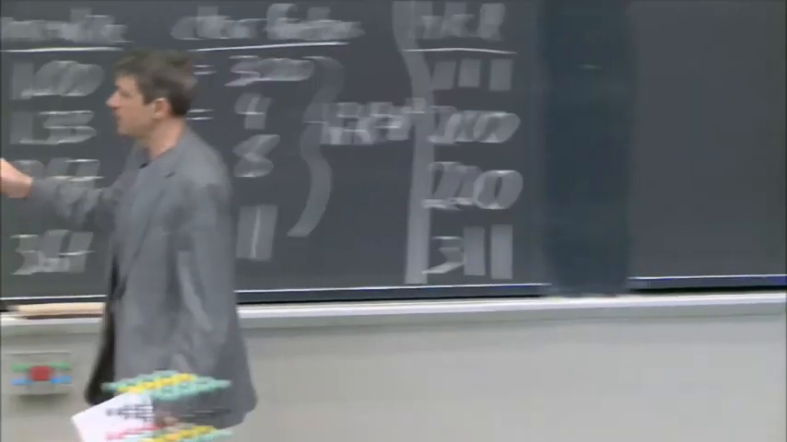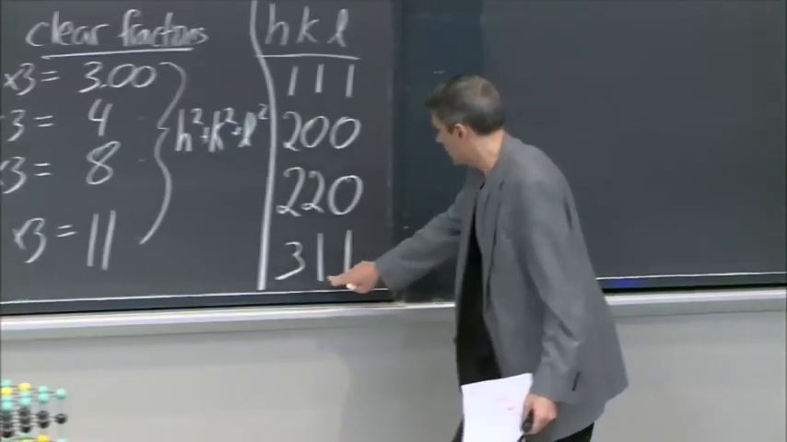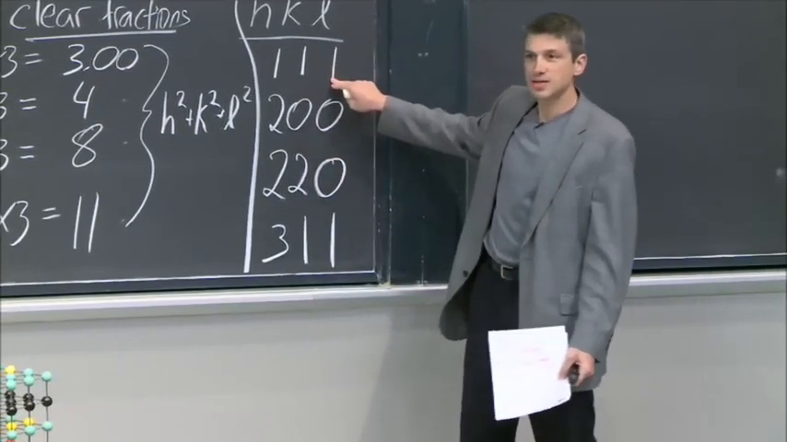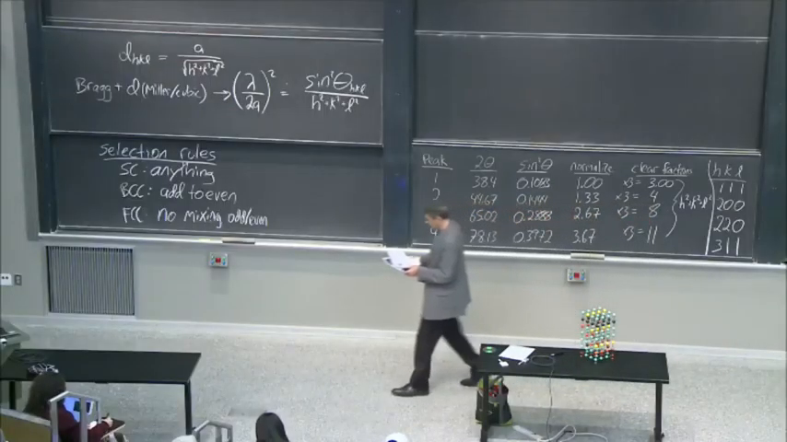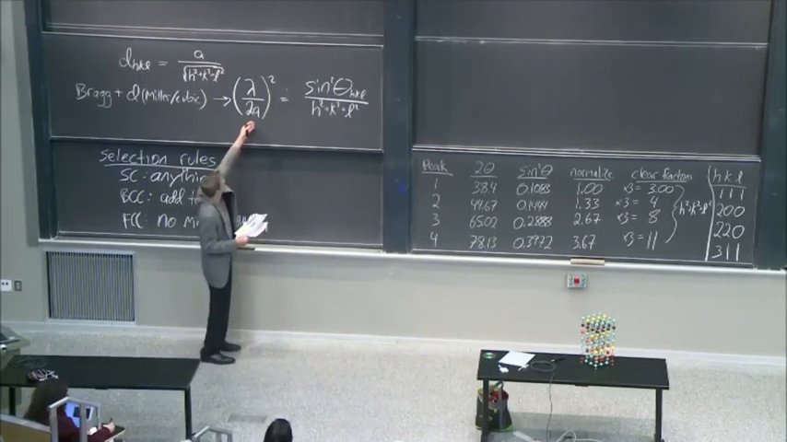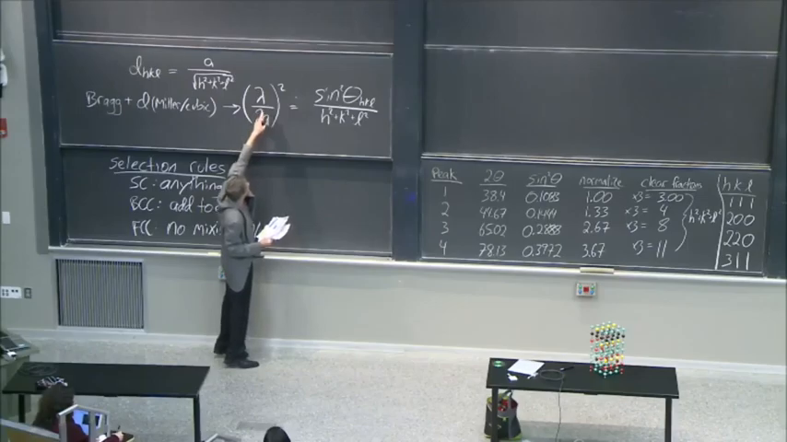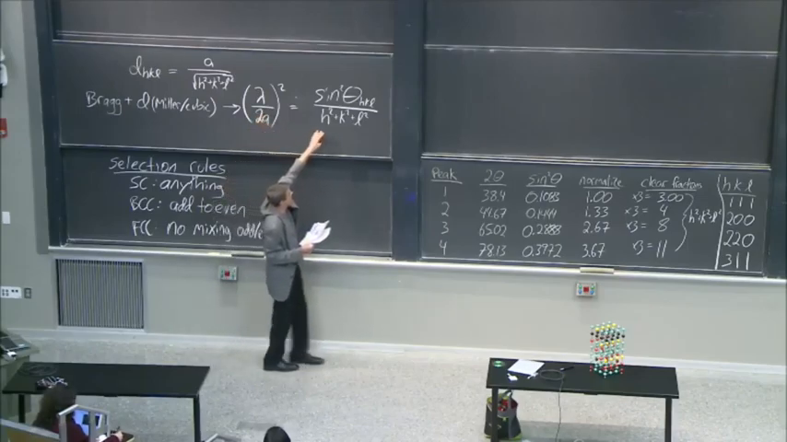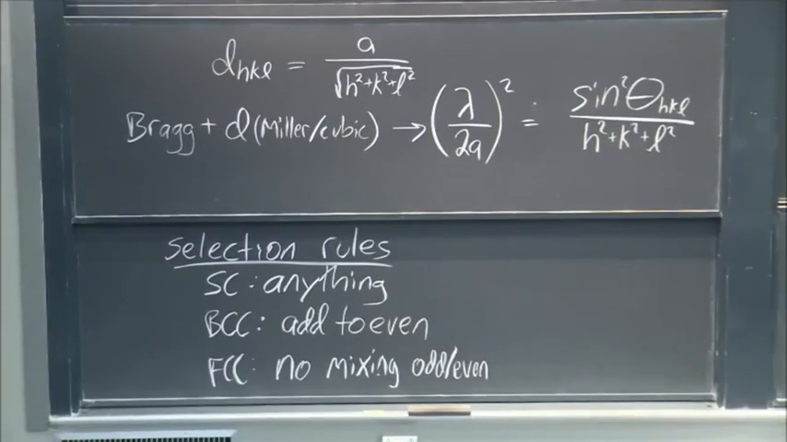Yeah, okay. Good, but now hang on. If it's no mixing odd even, did I handle that one okay? Yeah. Odd, odd, odd. This looks like an FCC crystal to me, right? And I can go even further. I can calculate the lattice constant because it's right here. That's a number that's a constant. So I could take any one of those planes, any one of these 4 peaks, and if I did this right, they better give me the same lattice constant.